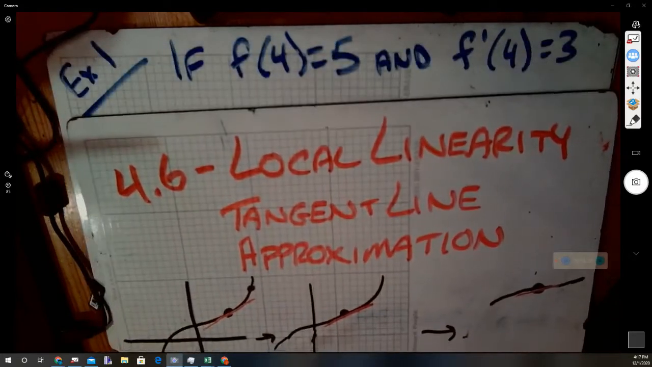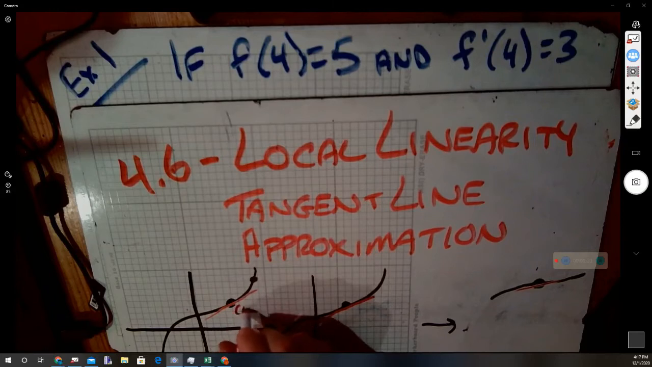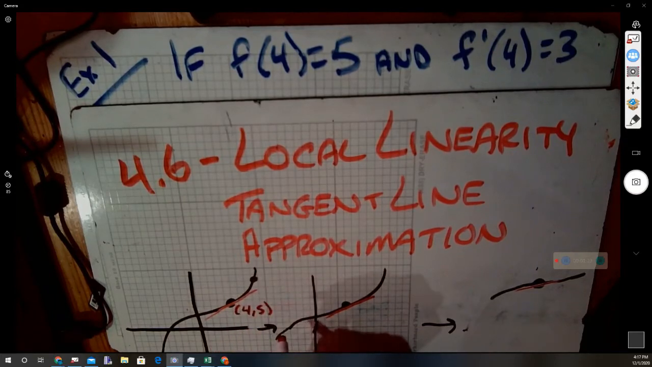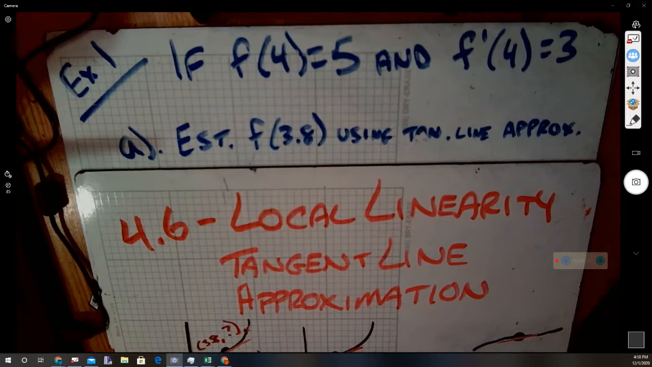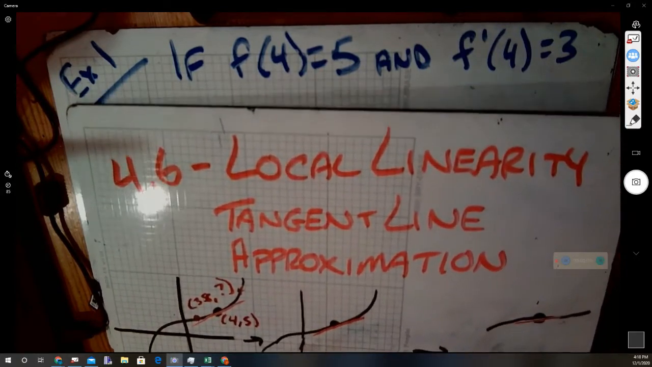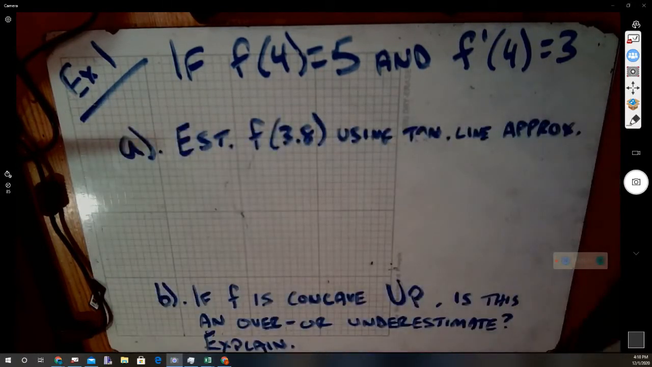So in this case, the values are like the ordered pair (4, 5). They're actually going in the other direction, so I should estimate maybe right here for this point, and this ordered pair being (3.8, comma, we don't know). It's like we're trying to find out what this point is on our graph. So that's what we're going to find out in this problem.